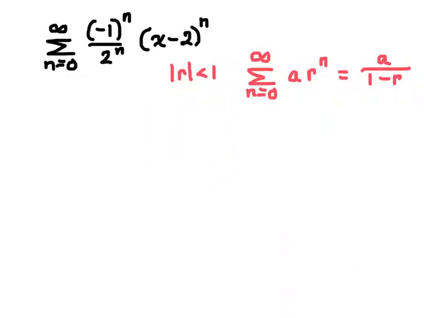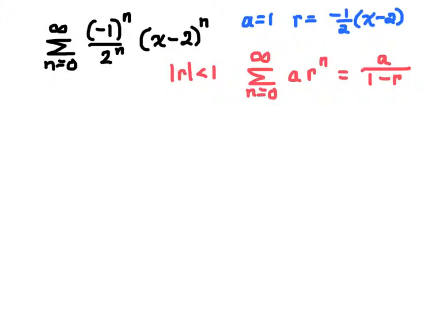Okay. So I'm going to change color to blue. And so in this particular case, a, if you look at this, a is actually equal to 1, and r is equal to a negative 1/2 times (x - 2), because that entire expression, negative 1/2 times (x - 2), is raised to the n. So that's our r. So we want to know, when is the absolute value of r less than 1? So let's set that up.